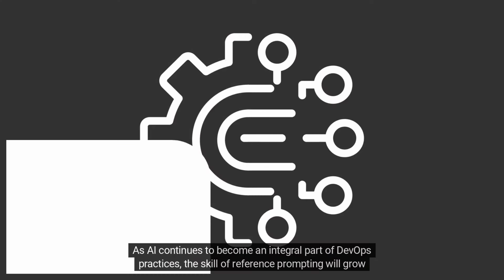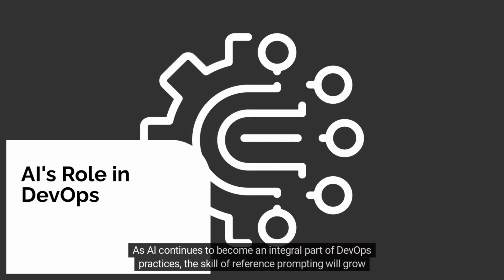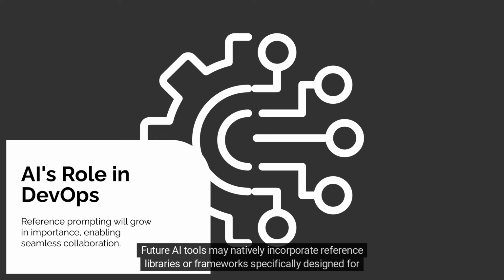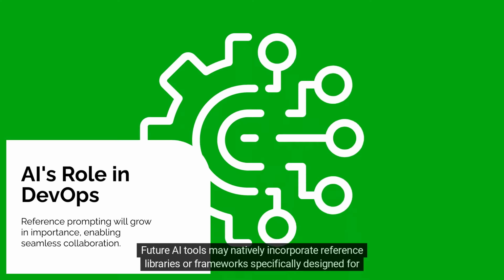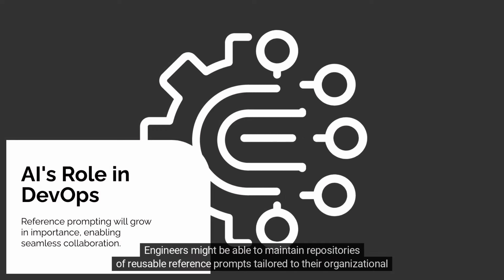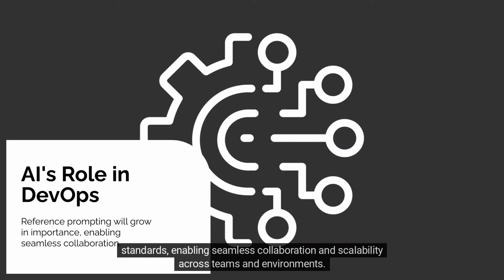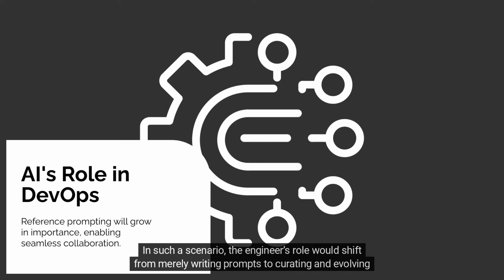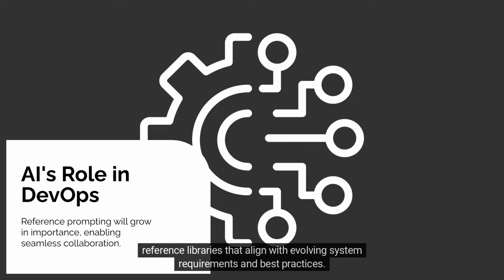As AI continues to become an integral part of DevOps practices, the skill of reference prompting will grow in importance. Future AI tools may natively incorporate reference libraries or frameworks specifically designed for DevOps use cases. Engineers might be able to maintain repositories of reusable reference prompts tailored to their organizational standards, enabling seamless collaboration and scalability across teams and environments. In such a scenario, the engineer's role would shift from merely writing prompts to curating and evolving reference libraries that align with evolving system requirements and best practices.